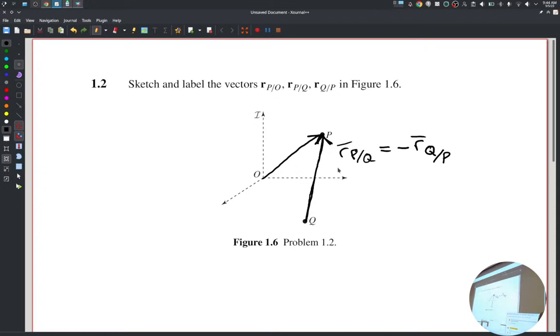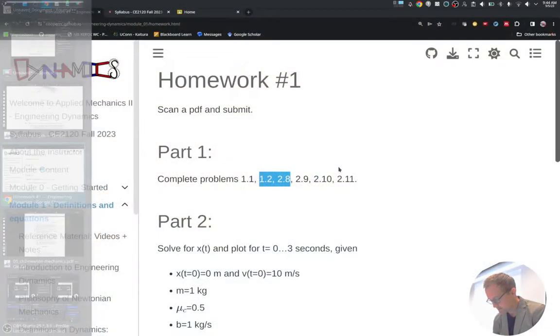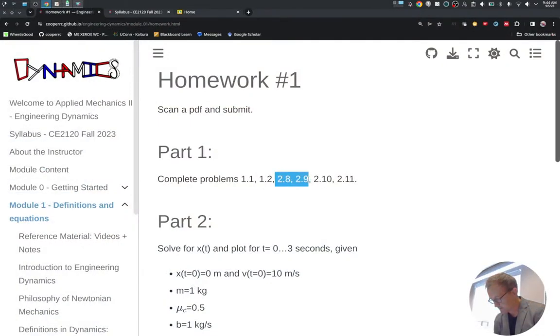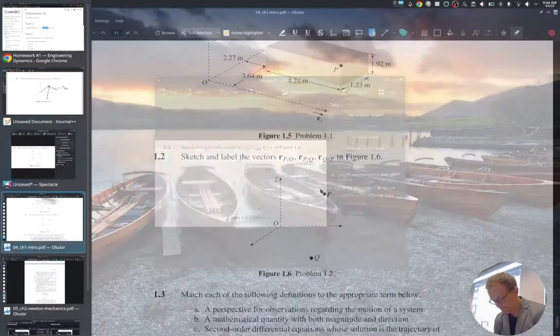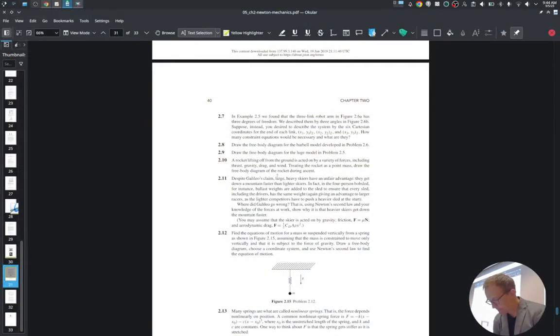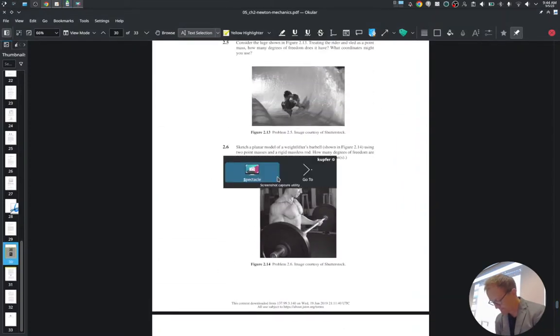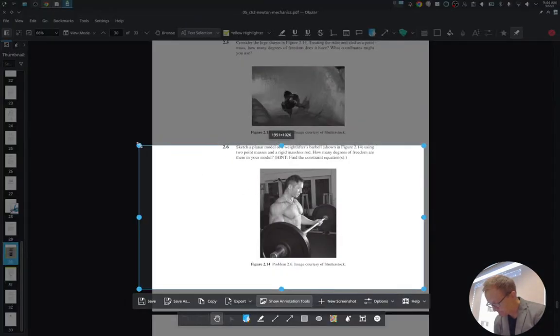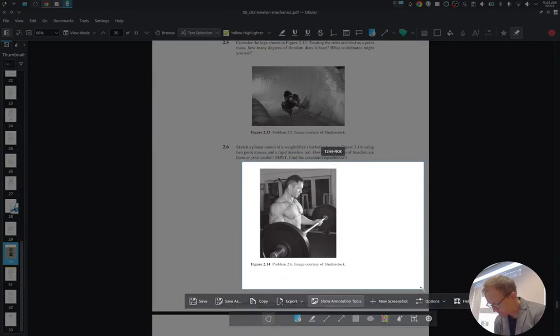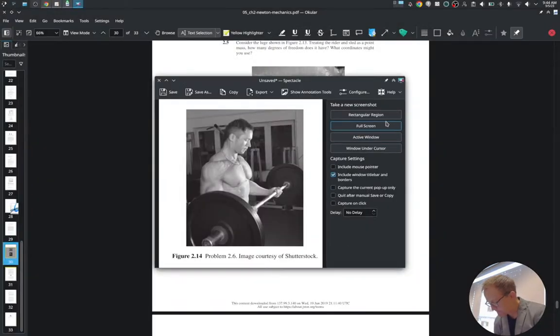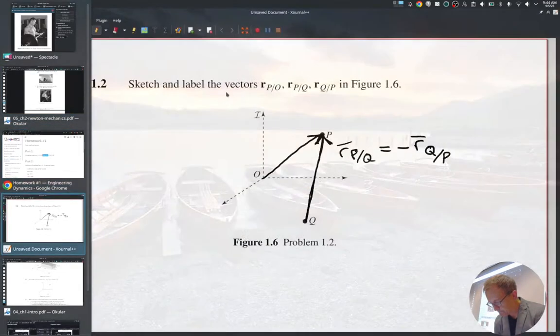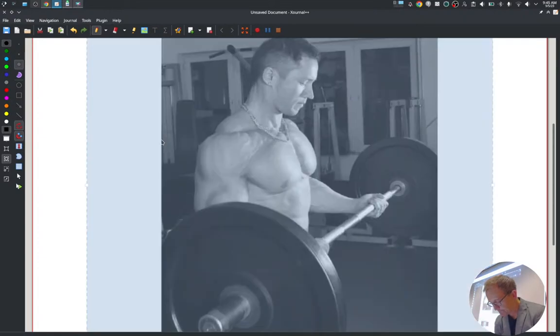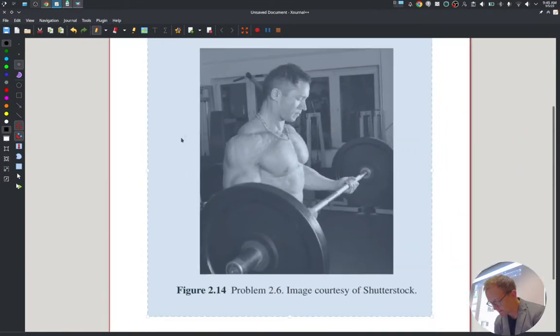Review, new. Q's. Right. 2829. Little big.